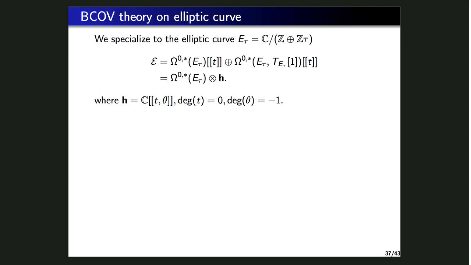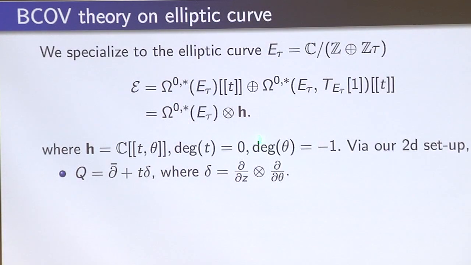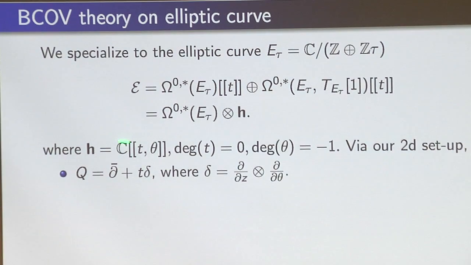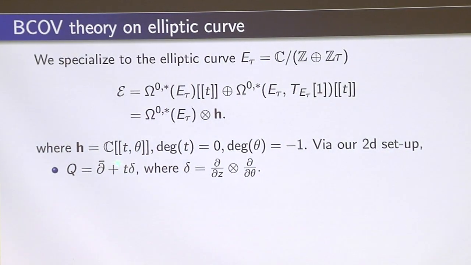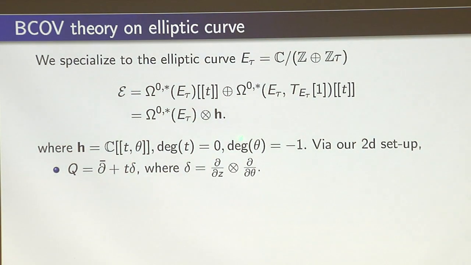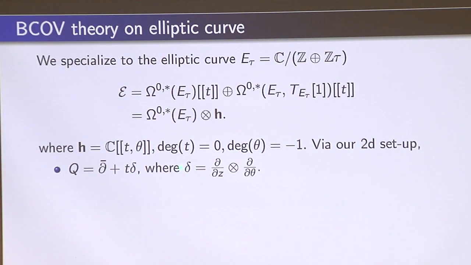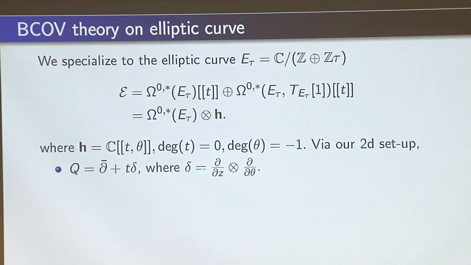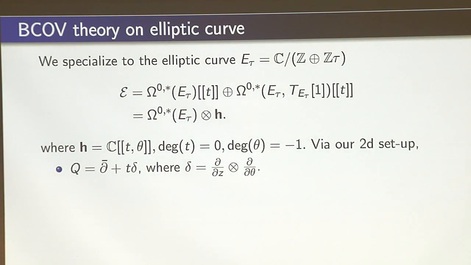Now we're going to formulate the BV quantization formalism for this data. So first of all, this is already in the same form as I described in our two-dimensional setup. Now the differential is given by the following. The first one is the d bar operator. The second one in this expression is given by delta of this type. This is basically the divergence operator for this Calabi-Yau volume form.